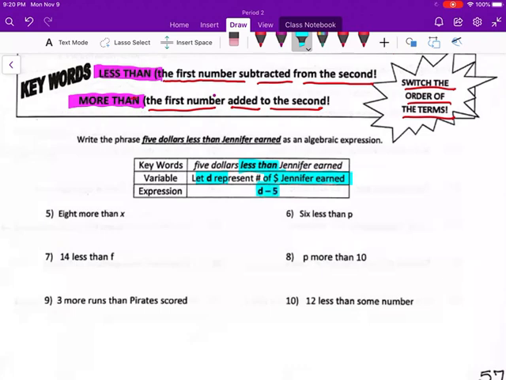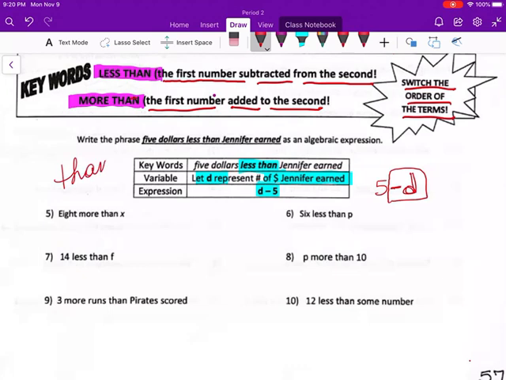You cannot put it the other way, like 5 less than D, because as you can see, the money that she earned would be a negative D. How are you going to earn negative money? You can't, right? So remember, less than and more than.